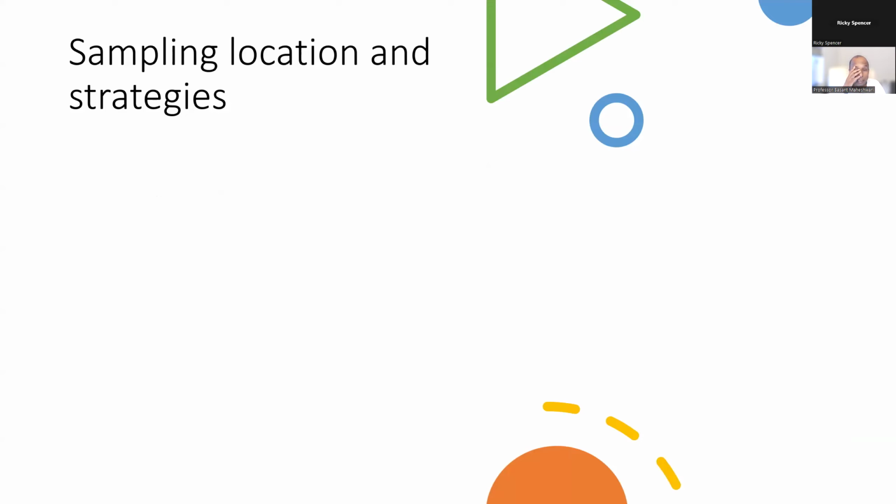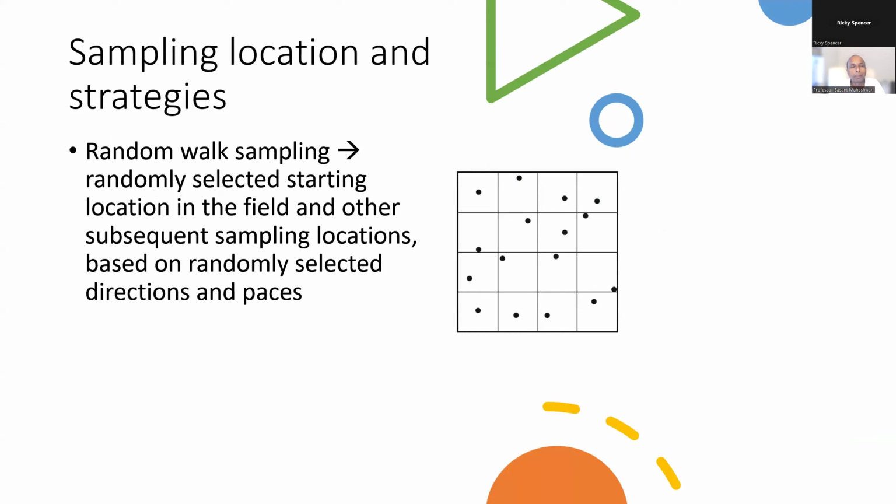And sampling location. So how do we sample? So there could be random walk sampling. So randomly select the starting location in the field and other subsequent sampling locations based on randomly selected directions and movement. So for example, if this is a field and we want to sample the soil of the area or plants in the area, we divide it in some sort of grid and randomly walk across the field and take the sample. So that's also a good way to sample, and that way we capture the whole of the area in terms of whatever we are sampling.